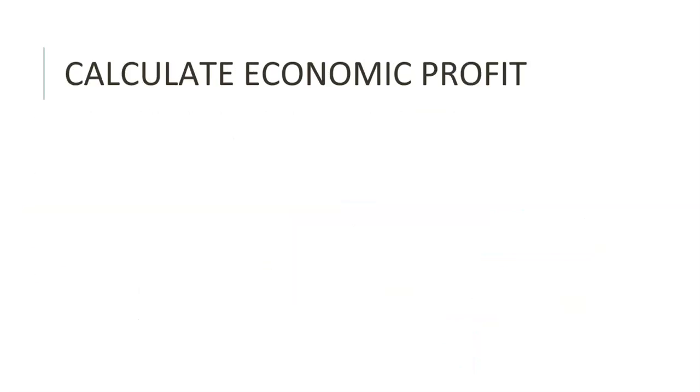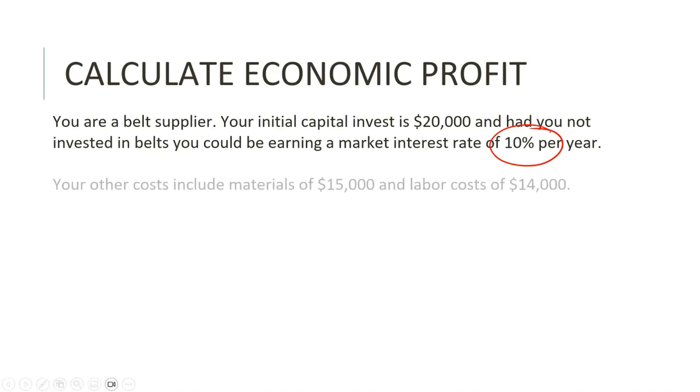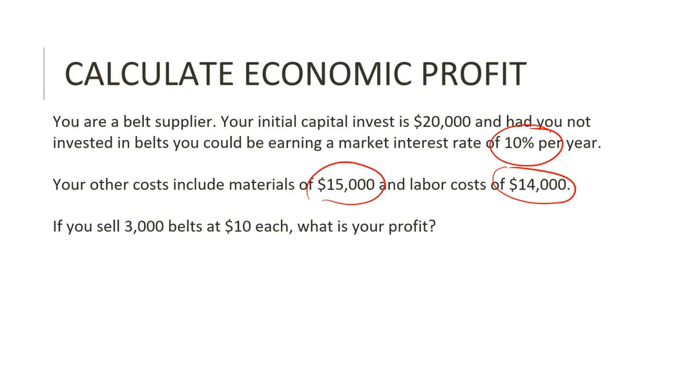Okay, so let's look at an example. How do we actually calculate economic profit? So let's say you are a belt supplier. Your initial capital investment is $20,000. And if you didn't invest in belts, let's say you said, I'm not going to make belts. I'm going to take this and put it in a savings account and earn 10% per year. Your other costs include materials of $15,000 and labor costs of $14,000. If you sell 3,000 belts at $10 each, what is your profit?